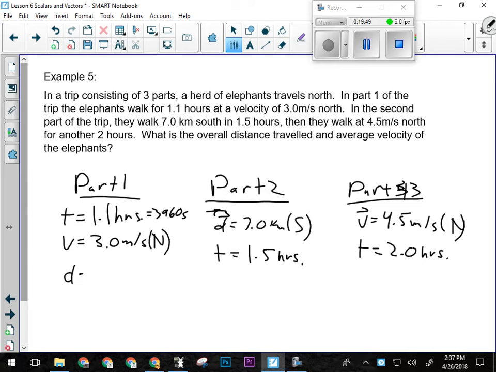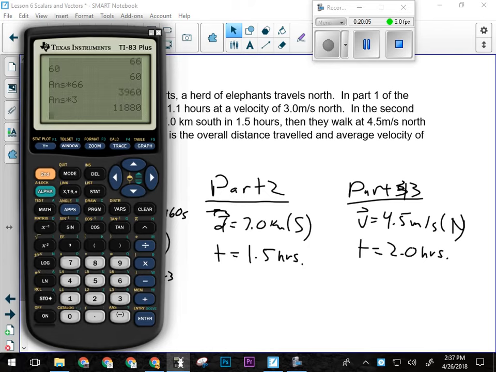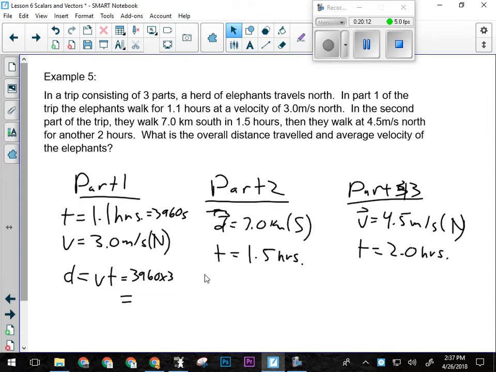All right, so now I can calculate how far in meters this part of the trip is. I'll take v times t, that's the manipulation, and go 3,960 times 3. So they're going to walk 11.88 kilometers, but we'll put it in meters: 11,880 meters. And that is north. I also have to have that.